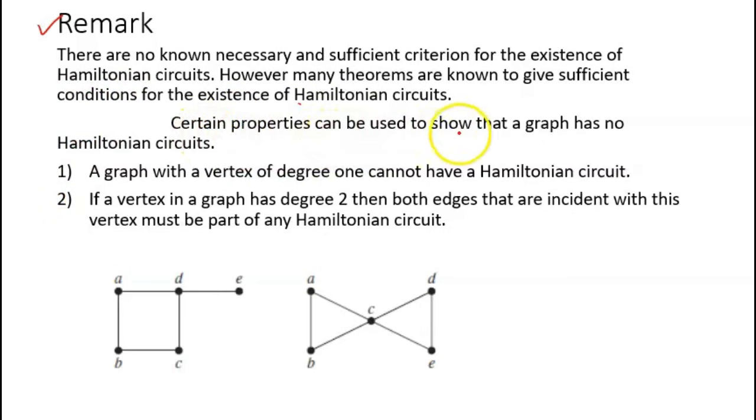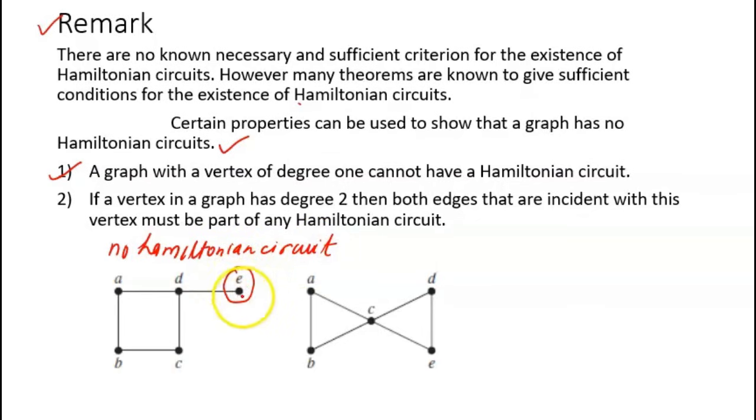Certain properties can be used to show that a graph has no Hamiltonian circuit, and one such property is that a graph with a vertex of degree 1 cannot have a Hamiltonian circuit. So if you look at this example, it has a vertex E which is of degree 1, so in this graph there will be no Hamiltonian circuit, right? So this is a very easy way to look at the result: if we have a vertex of degree 1, it can't have a Hamiltonian circuit.